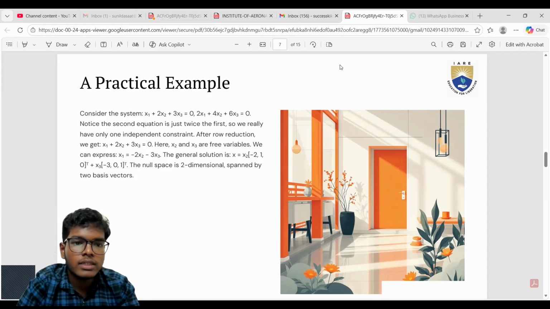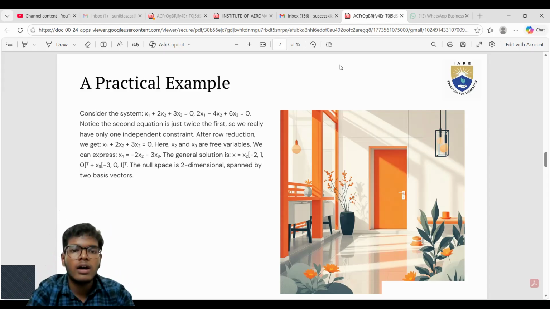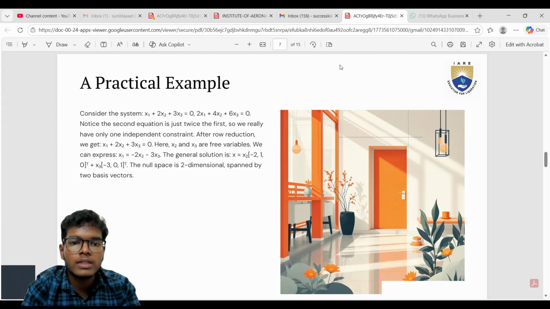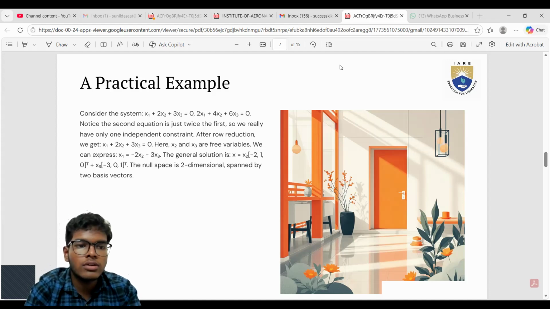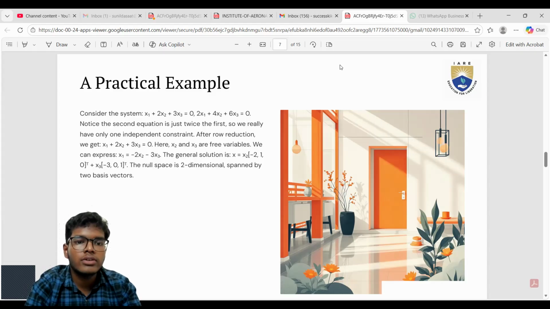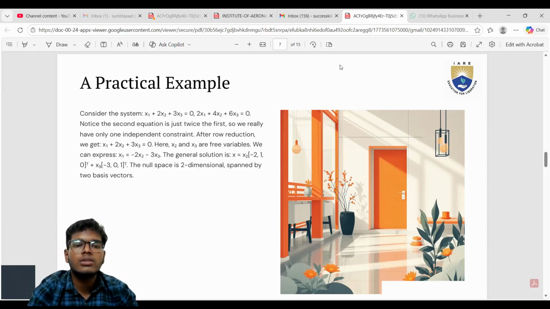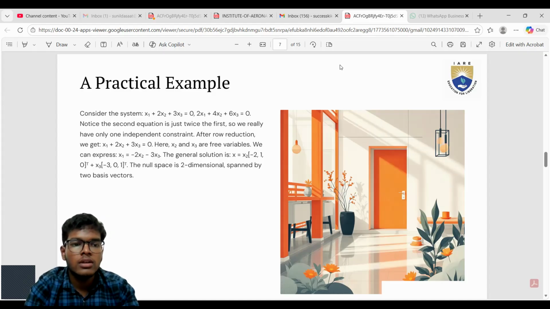Consider the system x1 plus 2x2 plus 3x3 equal to 0, and 2x1 plus 4x2 plus 6x3 equal to 0. We notice the second equation is just twice the first. So we really have only one independent constraint. After row reduction, we get x1 plus 2x2 plus 3x3 equal to 0. Here x2 and x3 are free variables.